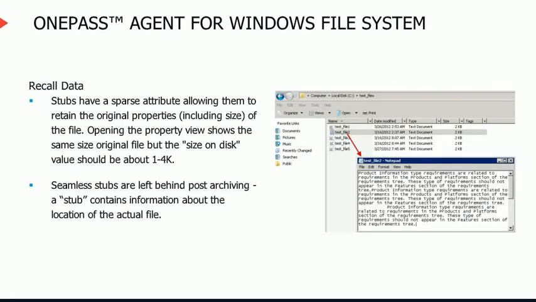Here, a typical file system stub is depicted. Stubs have an attribute that allows them to retain the original properties of the file. Opening the property view of a stub will show the original size of the file due to these attributes. But if the size on disk value is viewed, it will typically show a value of just 1 to 4K, which is the amount of space that is actually being consumed on primary storage.